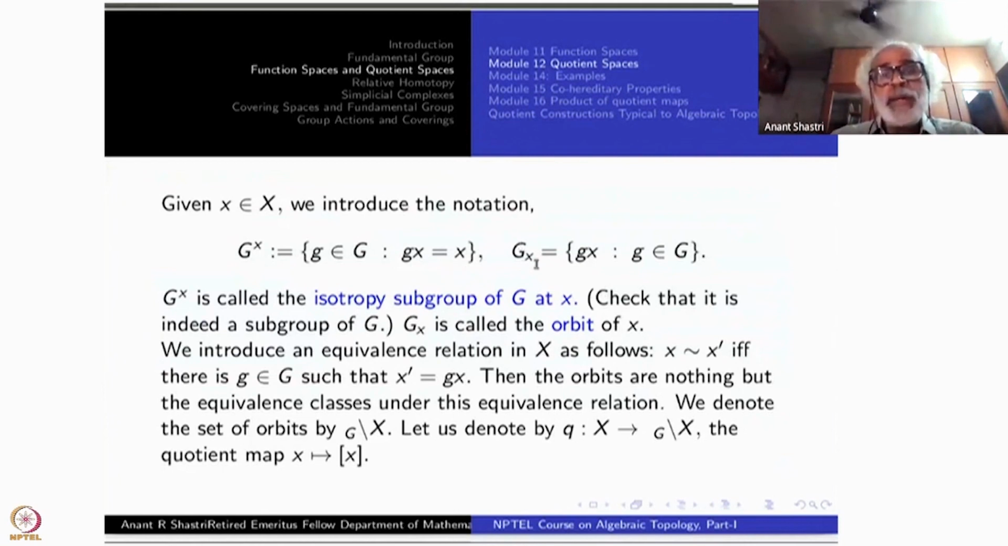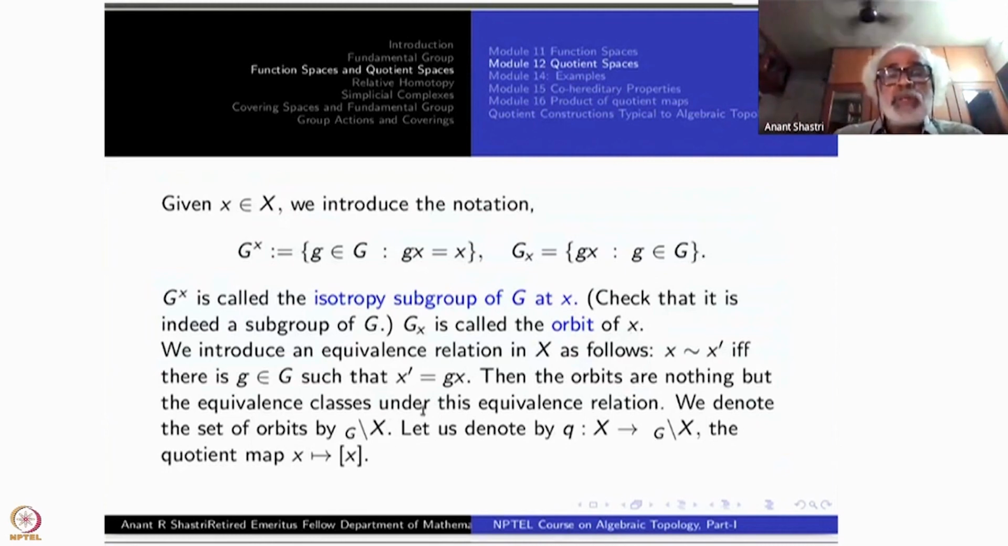Similarly, G lower x is the set of all gx, where g varies over G. So this is called the orbit. G upper x is called the isotropy subgroup of G at x. G upper x depends upon x. If you change x, it will be different, perhaps, of course. And G lower x is called the orbit of x.